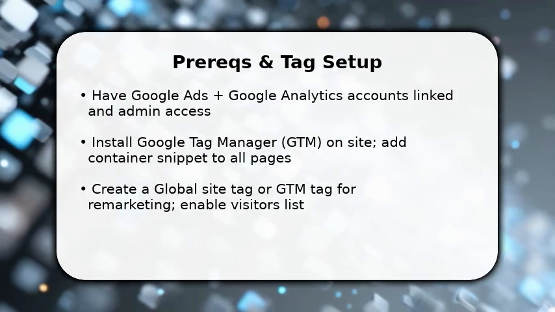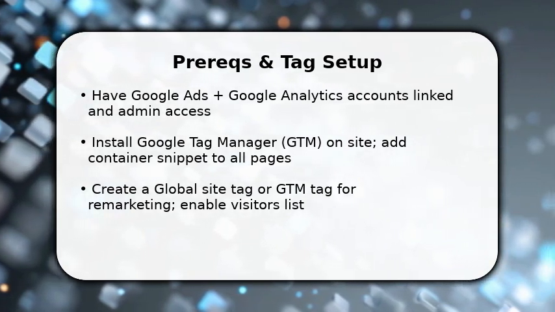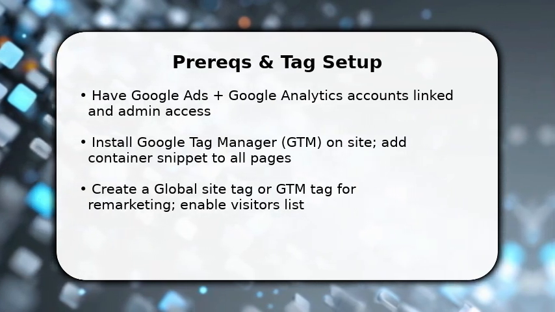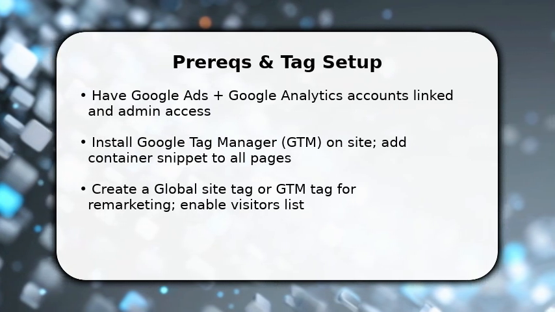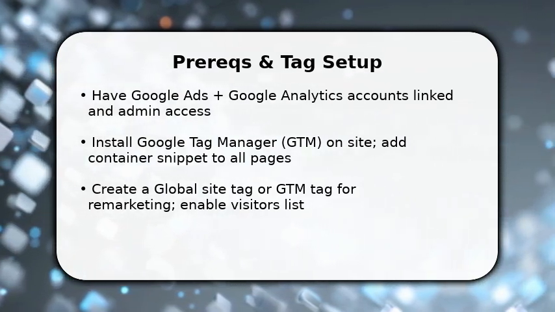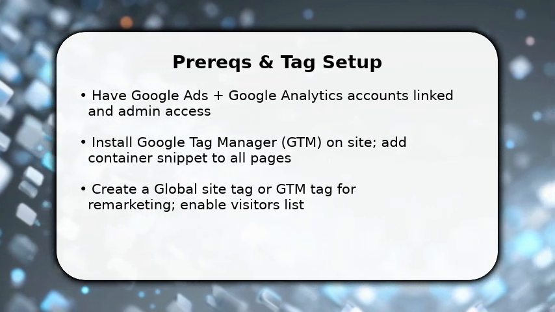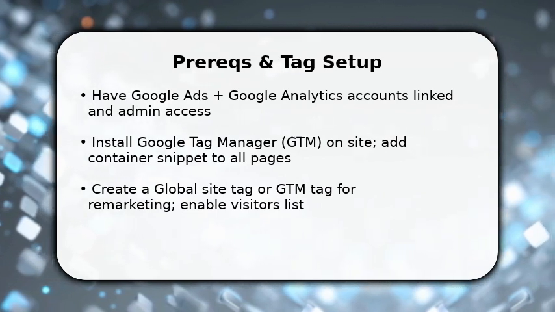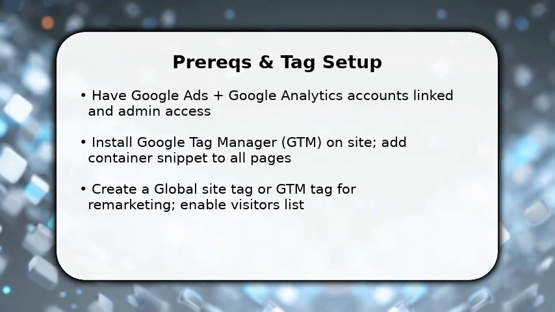You need accounts and code in place. Start by linking Google Ads with Analytics, then install Google Tag Manager site-wide. Once done, publish a GTM container and add a Google Ads remarketing tag or global site tag to every page so visitors are tracked. Make sure your tag fires on all page views. Use the Tag Assistant to confirm. This step is the foundation. Without a working tag, you can't build audiences, so validate hits before moving to audience creation.